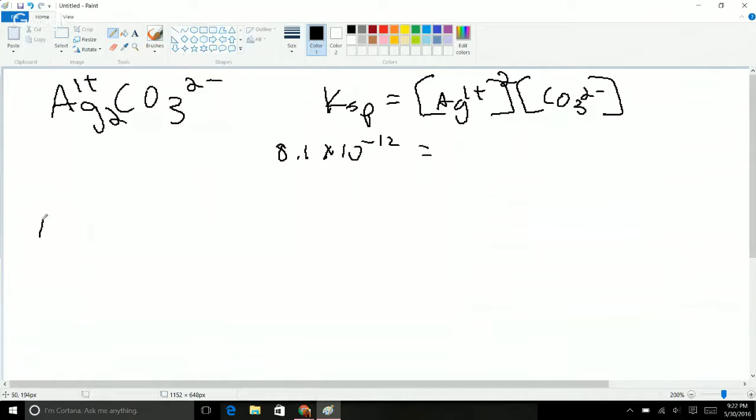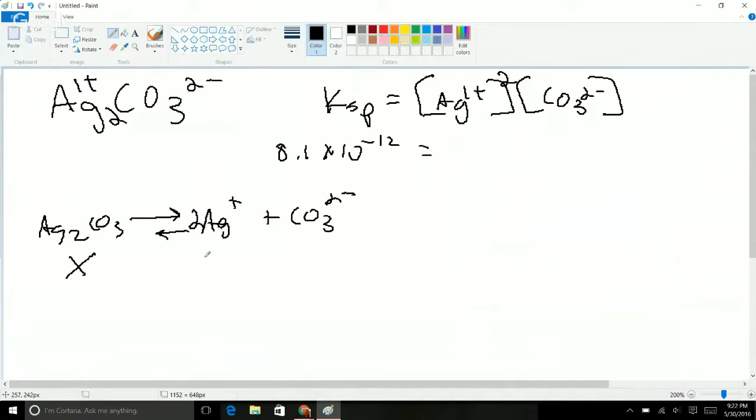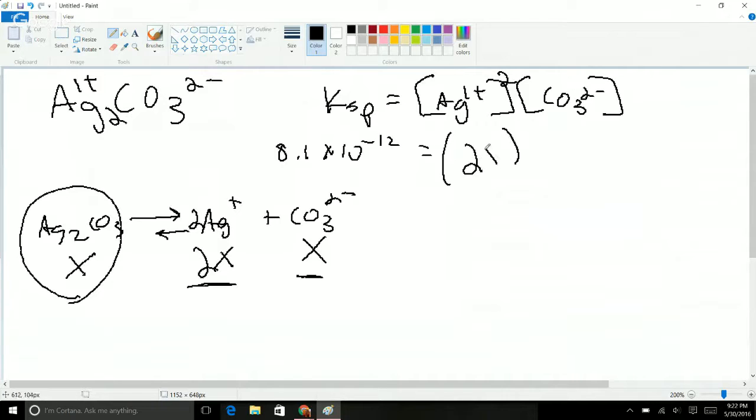And then if I think about my Ag2CO3, when I put it into a bucket, it will make silver ions and carbonate ions, specifically 2 silver ions. So let's say I put in X amount of silver carbonate, then I will get 2X of silver ions and X of carbonate ions. For every 1 of these I put in, I get 2 silvers out and 1 carbonate out. That's why I put in the parentheses (2X) squared and the X. There are 2 silver ions, so that's why it's 2X, and there's 1 carbonate, that's why it's X.